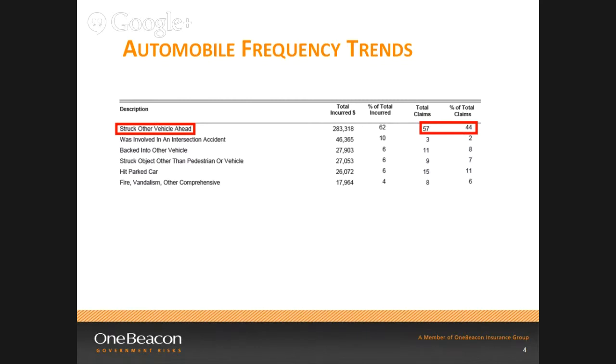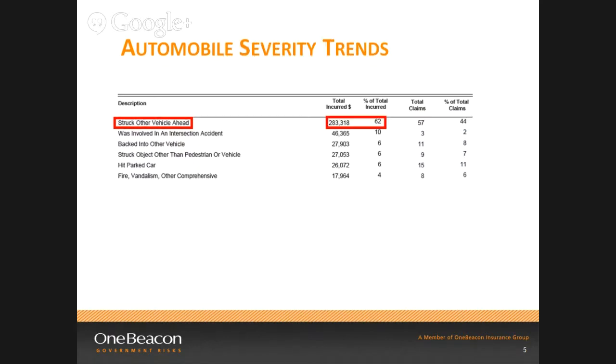And from a frequency perspective, we've had 57 total claims for the entire organization, struck other vehicle ahead, and that accumulated 44% of the total claim dollars. Next one. So when we look at the severity side of it, or how much did we pay out, happens to be struck other vehicle ahead, accumulated 62% of the total dollars that were spent for the $283,000. Next.